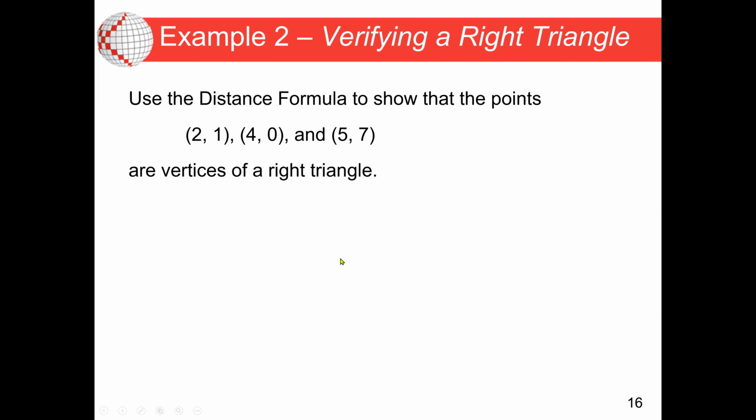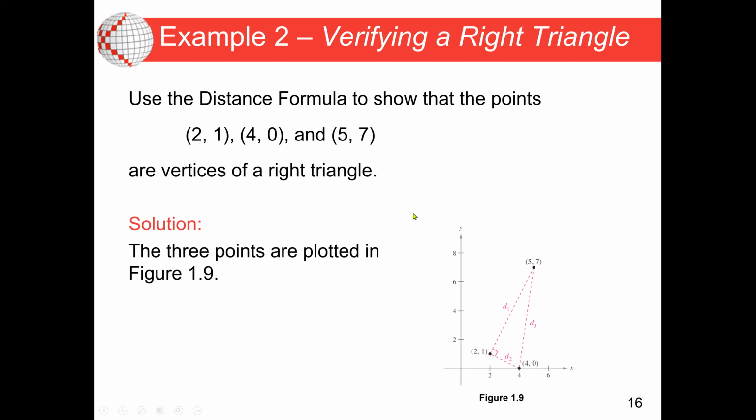So we know 2, 1 means the first point is x, the second point is y. 4, 0 is also the same. First point is the x, 4, y is 0. In the third one, the x is 5, y is 7. So we can just say that, okay, the first one is point 1, so the coordinate will be x1, y1. Point 2 is x2, y2, and the third one, point 3, will be x3, y3.